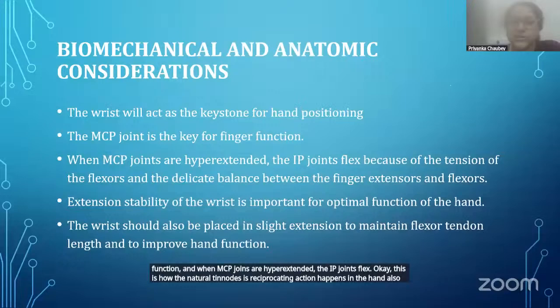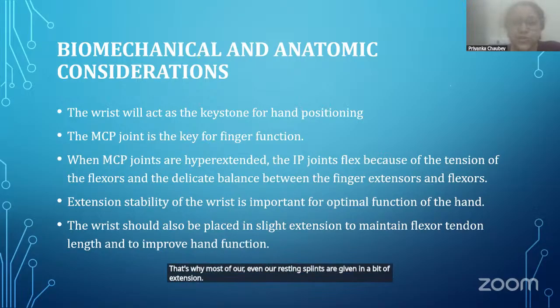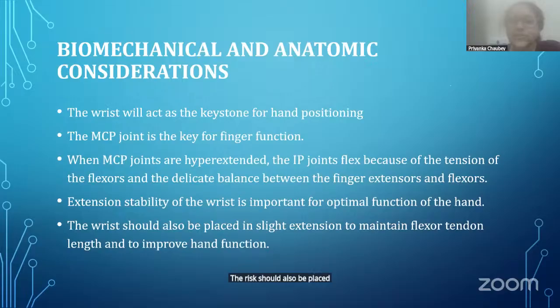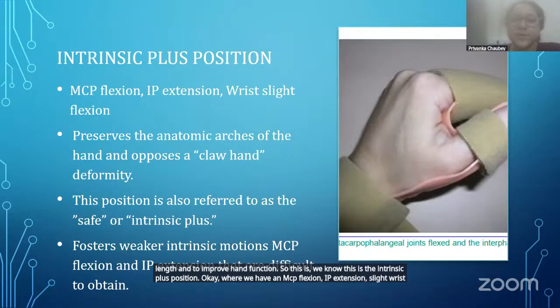And extension stability of the wrist is important for optimal functioning of the hand. That's why most of even our resting splints are given in a bit of extension. The wrist should also be placed in slight extension to maintain flexor tendon length and to improve hand function. So we know this is the intrinsic plus position, where we have MCP flexion, IP extension, slight wrist flexion. This preserves the anatomical arches of the hand and opposes a claw hand.